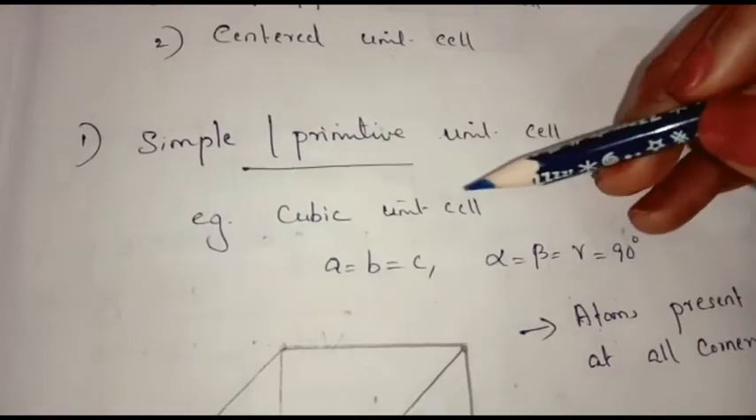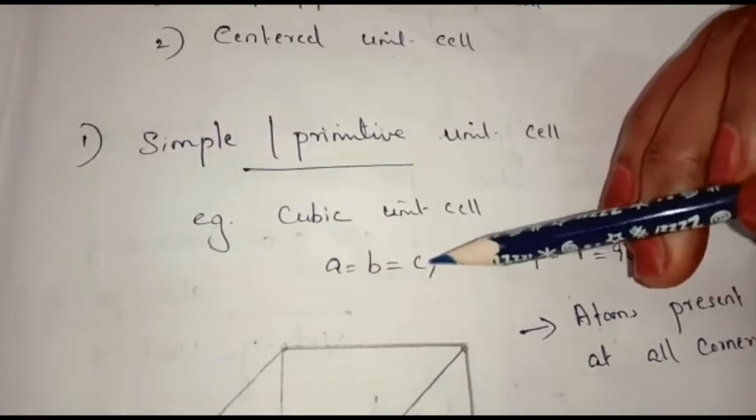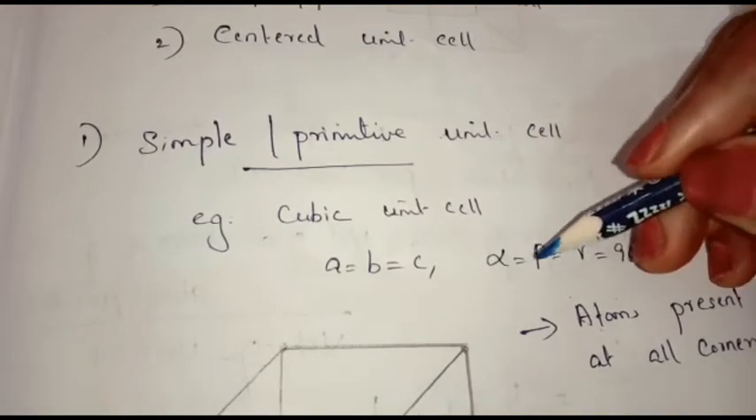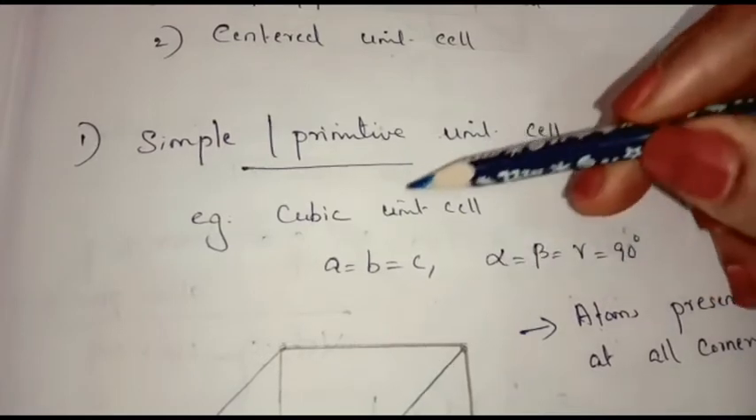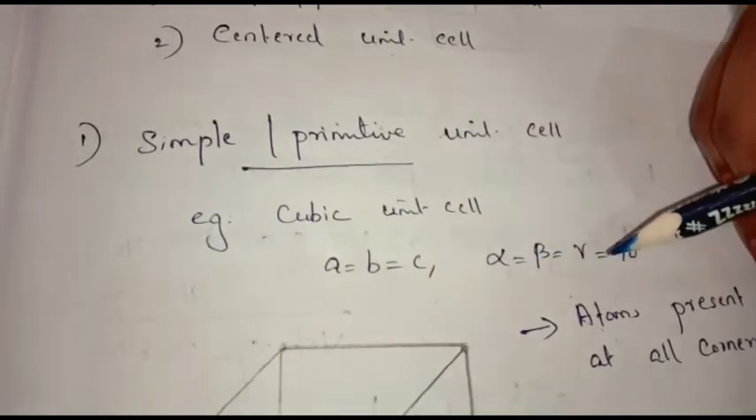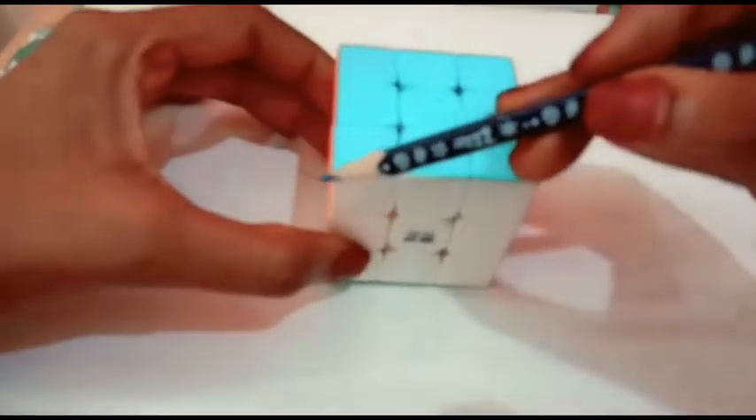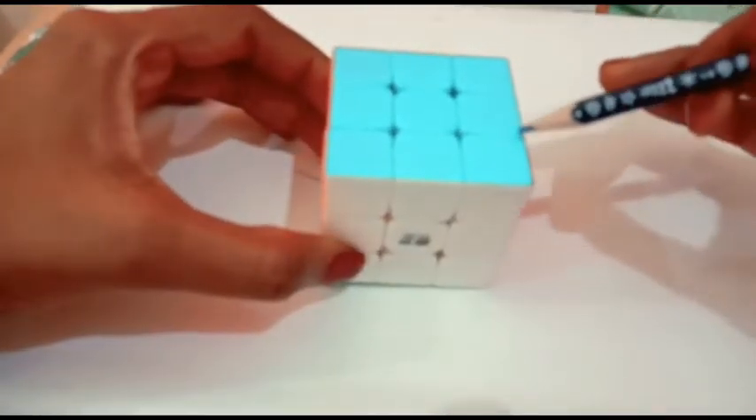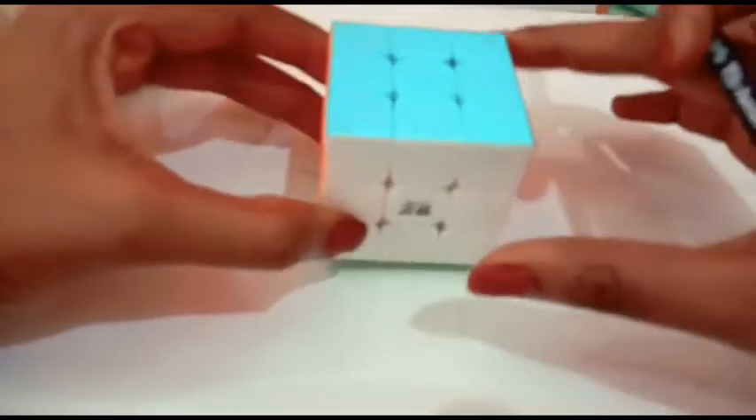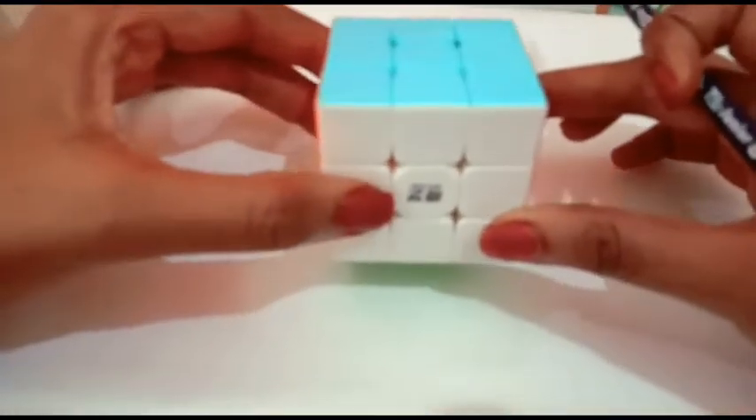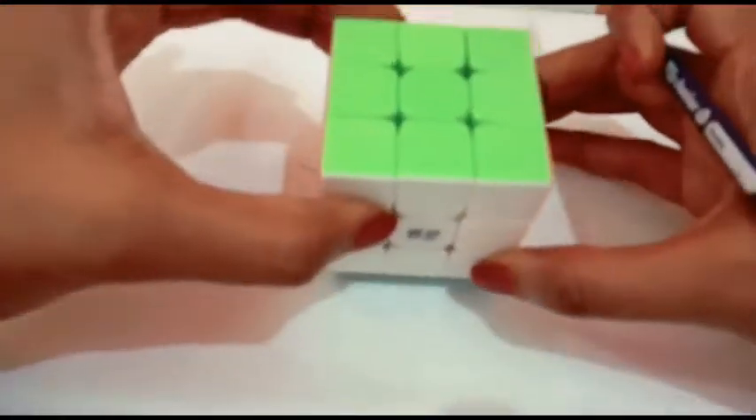In this cube we know the dimensions are a equal to b equal to c and alpha equal to beta equal to gamma equal to 90. We know all the edges are equal and all the angles are 90 in a cube. In a cube, this is length, this is breadth and this is height. All length, breadth and height are the same. That is why a equals b equals c. All the edge lengths are the same in a cube.